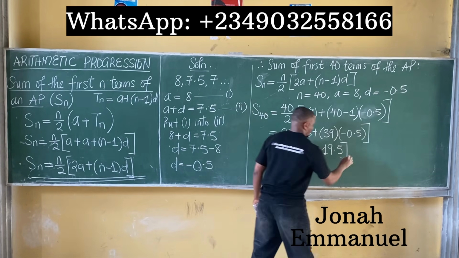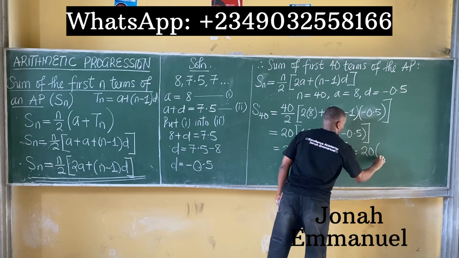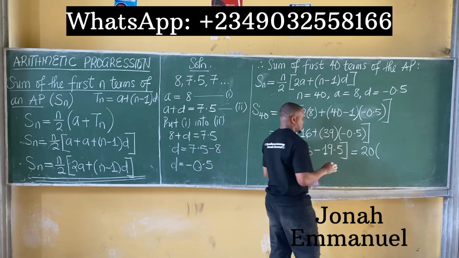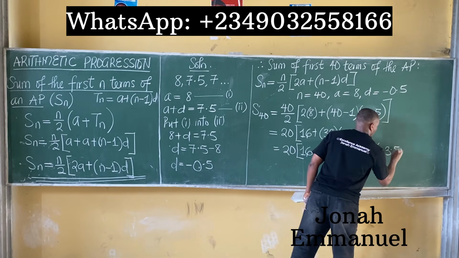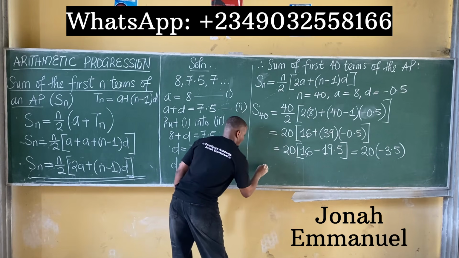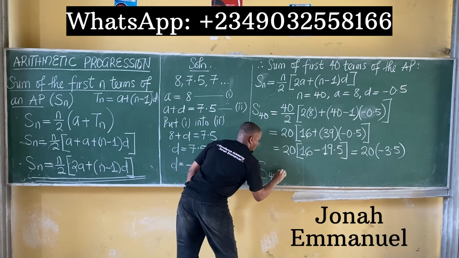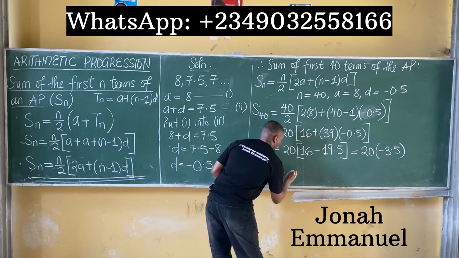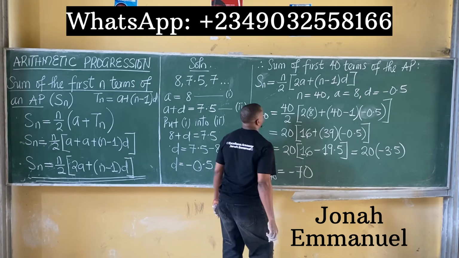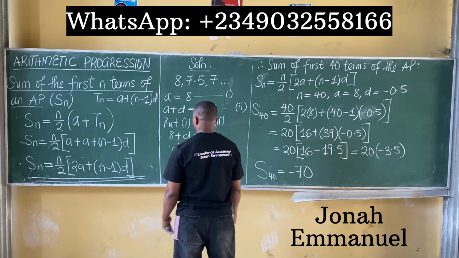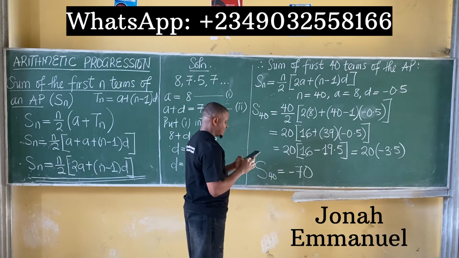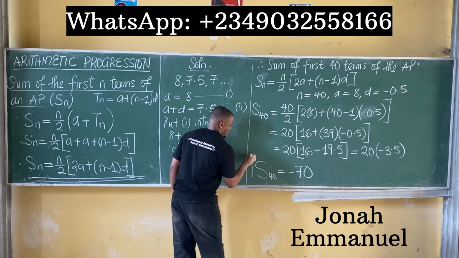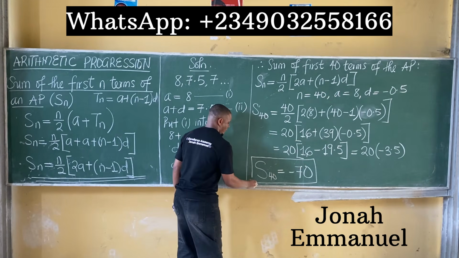So this is equal to 20 into 16 minus 19.5. That's minus 3.5. Hence, the sum S of the first 40 terms is equal to 20 times minus 3.5. That's minus 70. So the sum of the first 40 terms will give you minus 70. Basically, this is how we solve questions that involve the sum of an AP.